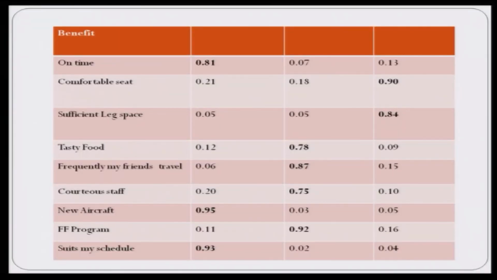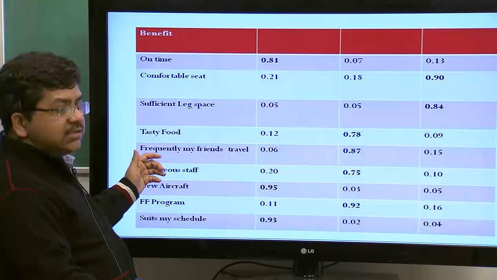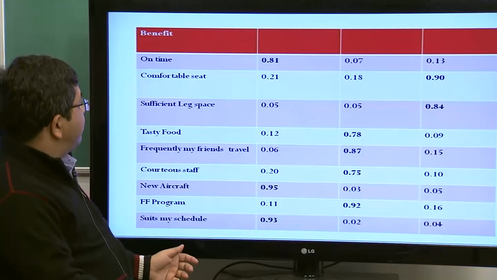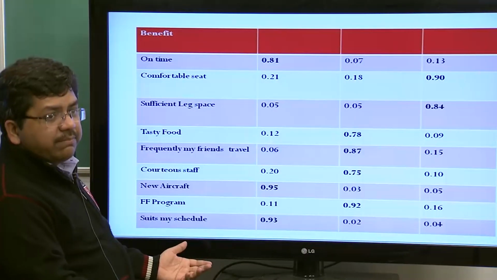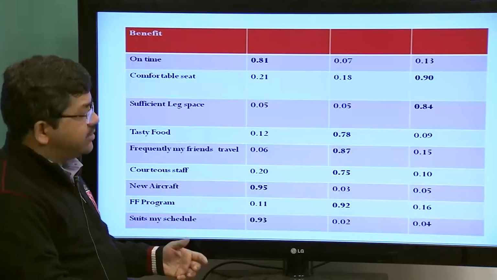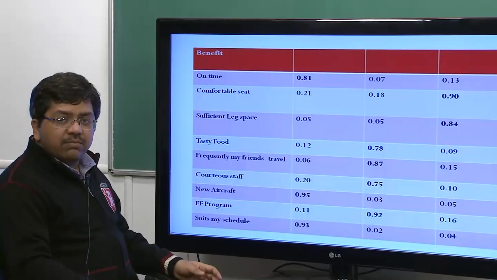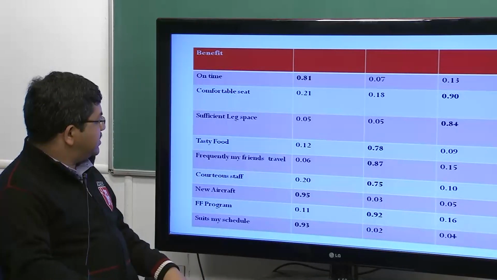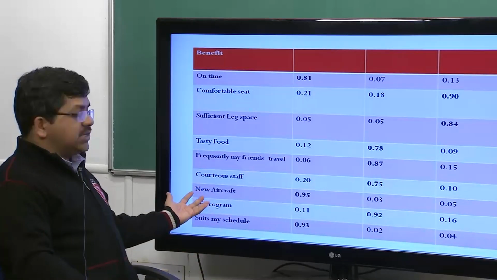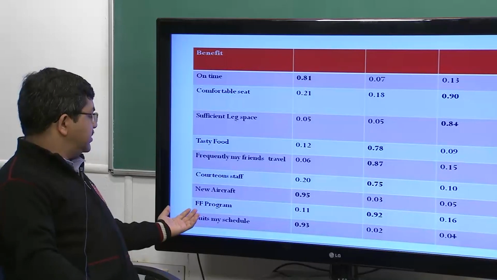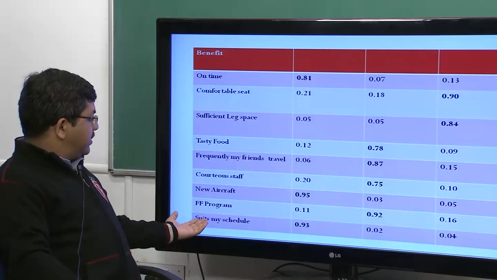Now, here I have an example from the airlines industry. As you can see on this table, customers were asked to rate the benefits from the airlines on these 9 attributes, like on-time performance, how important it is to their choice of a particular airline, comfortable seat, sufficient leg space, tasty food, frequently my friends travel. So, how your boss or colleagues or friends are traveling by the same airline, then you have courteous staff, and the average life of the aircraft, whether the airline is using new aircraft or old aircraft, how important is that, then frequent flyer program, then suitability to my schedule.